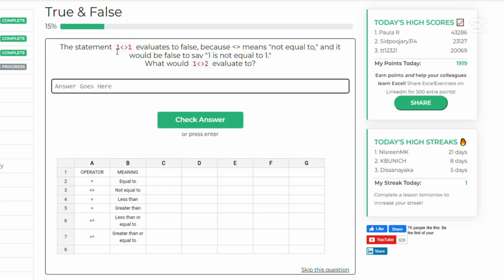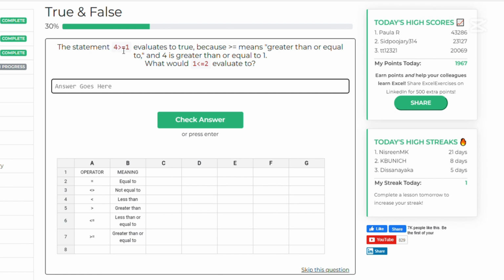Now the statement 1 is not equal to 1 evaluates to false because that operator means not equal to, and it would be false to say 1 is not equal to 1. So what would 1 not equal to 2 evaluate to? This one should be true.